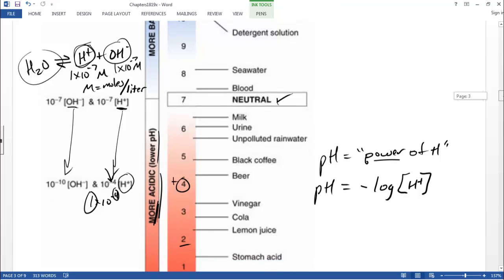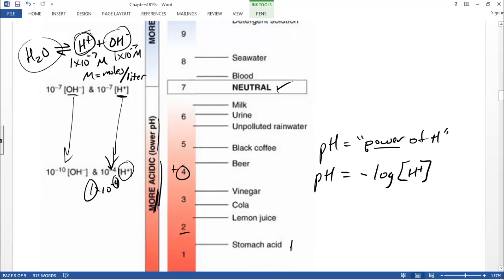And here are some common solutions. Stomach acid, I mentioned, contains hydrochloric acid, a very strong acid, so the pH is between 1 and 2. Lemon juice, quite tart, is very acidic, above 2 but below 3. Cola, well, cola is carbonated. It has CO2 in it, which reacts with water to form carbonic acid, which then falls apart and forms some H plus ions and the bicarbonate ion.